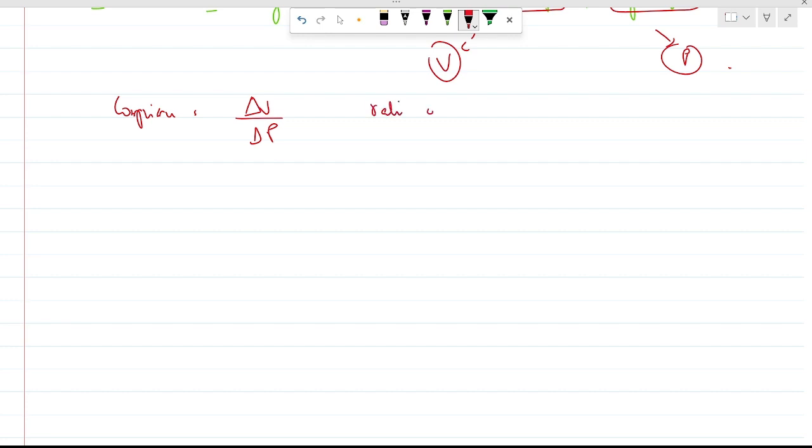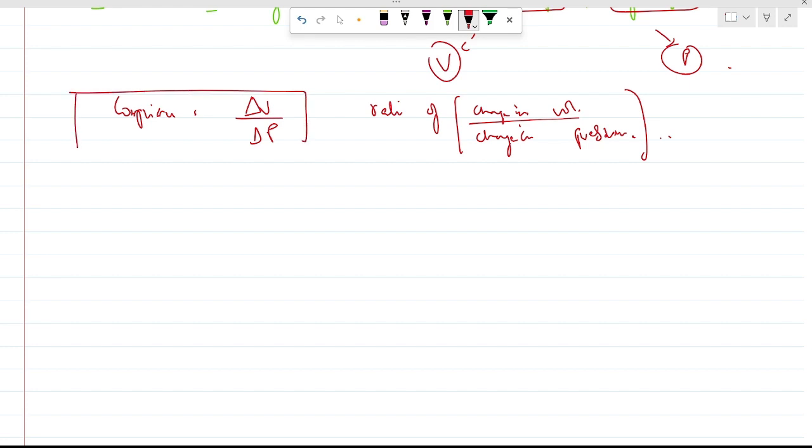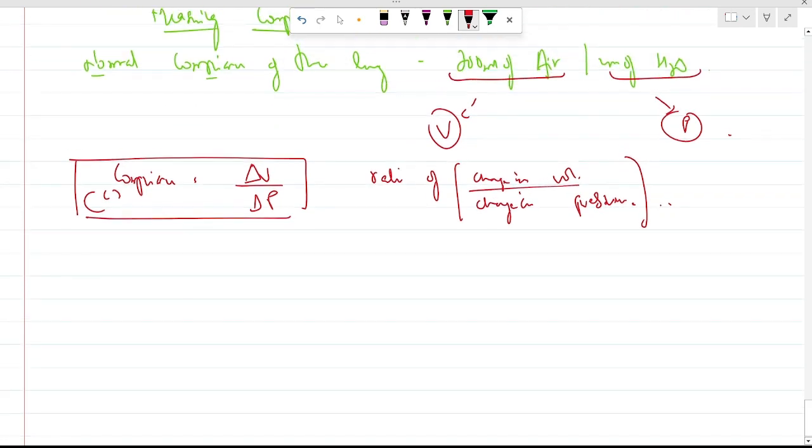A ratio of change in volume by change in pressure. Very simple. Delta V by delta P. Compliance C is equal to delta V by delta P. Very simple understanding, very simple formula. Normal compliance of the lung here is 200 milliliters of air per centimeter of water.